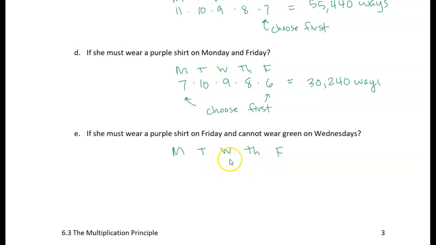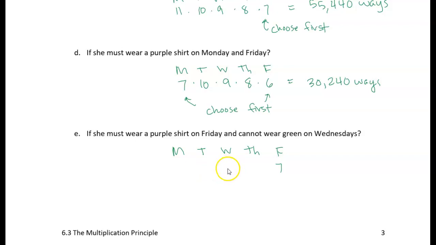On Wednesday, she cannot wear green, but she can wear purple if she wants to on Wednesday, right? So we probably want to deal with the purple shirt first, because that's the most restrictive, right? She's just restricted down to those 7 purple shirts. So that's the most restrictive case. And then now let's deal with Wednesday, because that's the next most restrictive case. Now we just know that she cannot wear green, but she could wear any of her other shirts, including purple. So let's deal with that.